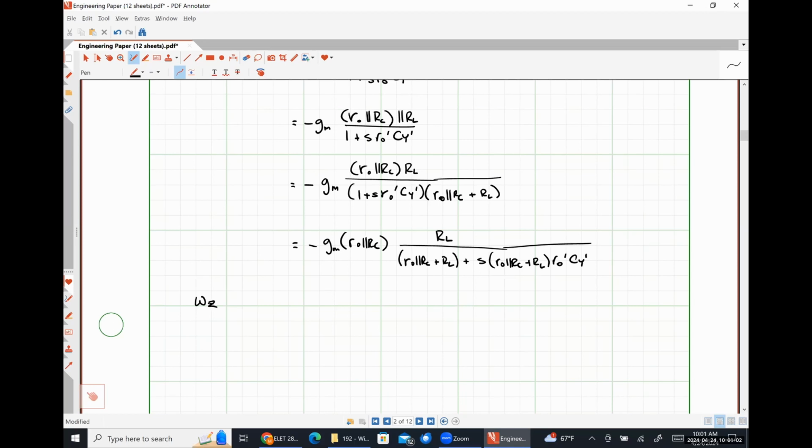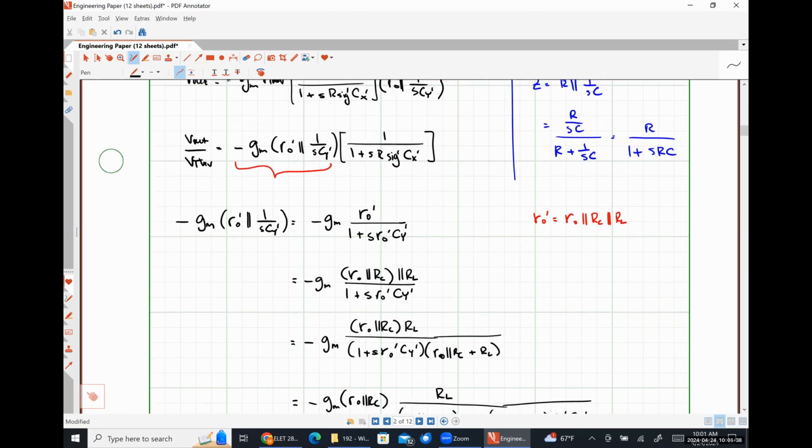Right? So omega Z, let's call it 2, since this is the second expression we're looking at, is going to be negative R naught in parallel with RC plus RL, divided by R naught in parallel with RC plus RL times R naught prime times whatever Cy prime is.